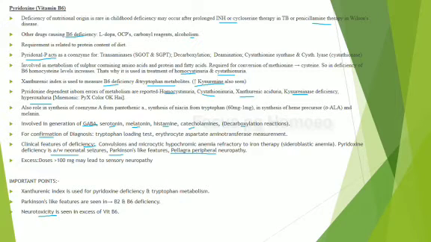Its requirement is related to the protein content of the diet, and pyridoxal phosphate acts as a coenzyme with transaminases, SGOT and SGPT, decarboxylation, deamination, and cystathionine synthase. It is involved in metabolism of sulfur-containing amino acids, protein and fatty acid. In B6 deficiency, homocysteine level increases. That is why it is used in the treatment of homocystinuria and cystathioninuria. Xanthurenic index is used to measure B6 deficiency and tryptophan metabolites. Increased xanthurenic acid in urine is also seen in this condition.